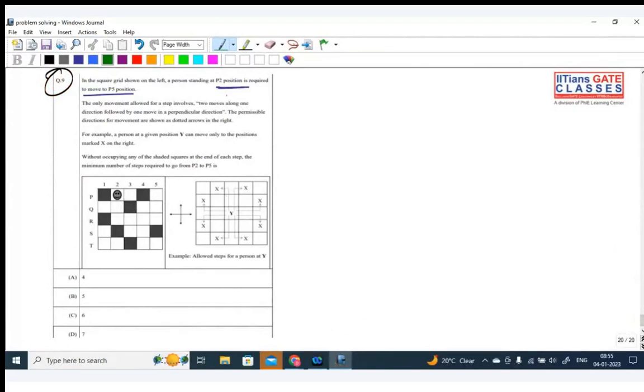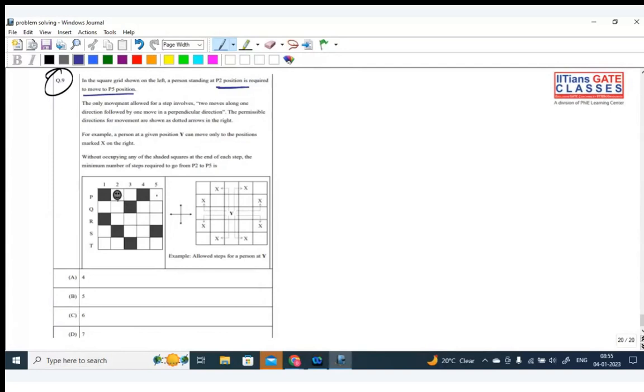A person standing at P2 position is required to move to position P5. Okay? P2 position has this person standing. You can say Ashish is standing at P2, right? And he has to move to the P5 position here. Okay.